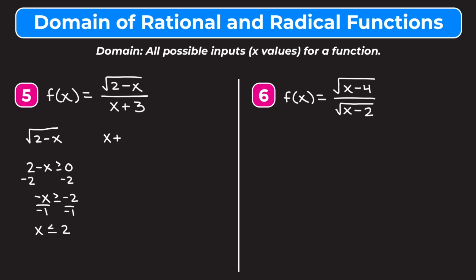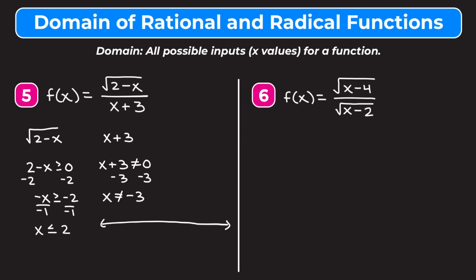So we know our denominator cannot be equal to 0. So we're going to say x plus 3 cannot equal 0. We're going to solve this, so we're going to subtract 3 from both sides. And we get that x cannot equal negative 3. And now what I'm going to do is just sketch this out so we understand what's going on. So I'm going to sketch this on a number line.